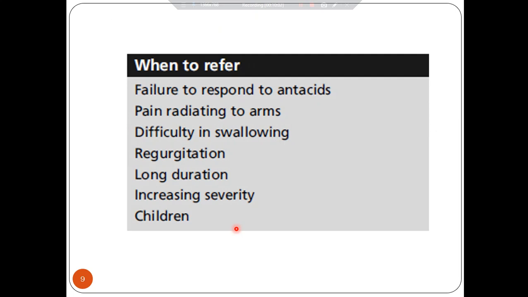When to refer the patient that complains of heart pain: first, if there is failure to respond to antacid; if the pain is radiating to the arms, because of the possibility of ischemic heart disease; if there is difficulty in swallowing, dysphagia; if there is regurgitation, which we said is bringing the swallowed food back up to the mouth; if there is persisting pain of longer duration; if there is increasing severity of the pain; and if the symptoms occur in children. All of these should be referred in all of these situations.